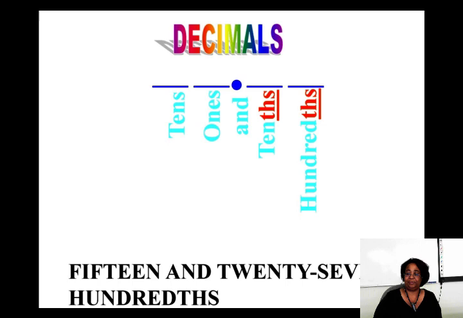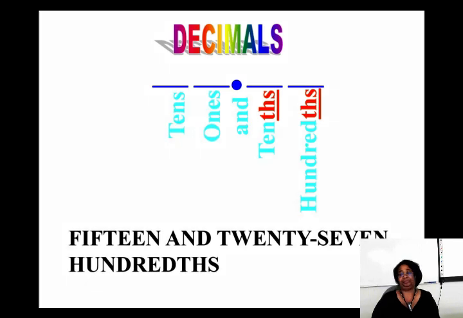What about this one? How would I write it? 1, 5. 5, and 127. 0.27, okay?